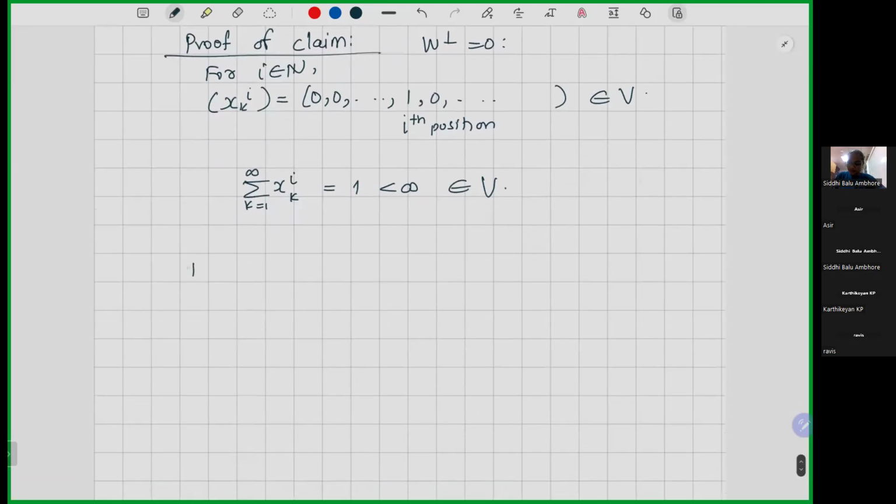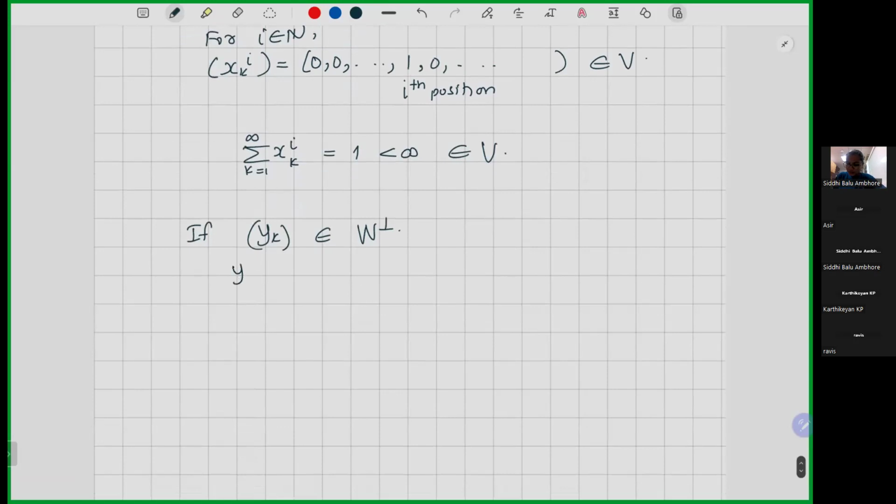So therefore we have this. Then if we take any y_k in W perp, then it is what? It is a sequence of the type y1, y2, y_i, and so on. It could have all the entries 0, or all the entries non-zero. We don't care about that. It is just a sequence such that the inner product of x_k and y_k is 0 for all x_k in W, right?